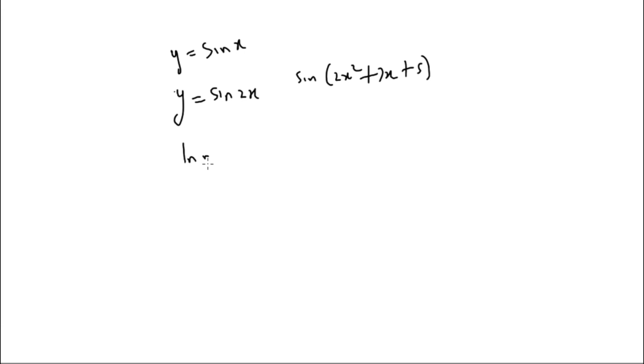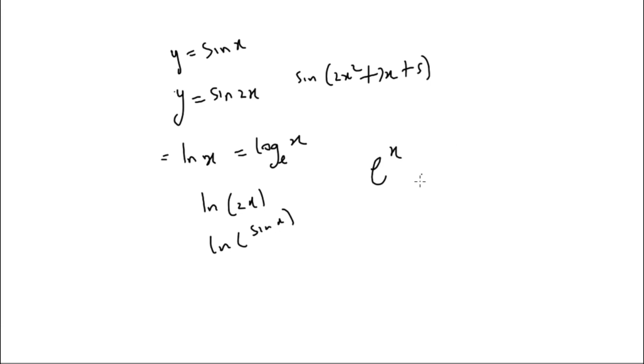Ordinarily we should have ln x. ln is called the Napierian logarithm, or the log to base e of x. This is supposed to be the original function, but if I have ln 2x, it is a function of a function, and ln of sine x is a function of a function. Or if I have exponential x, that's supposed to be the original function, but if you now have exponential sine x, that's a function of a function. So this is how to identify a function of a function.